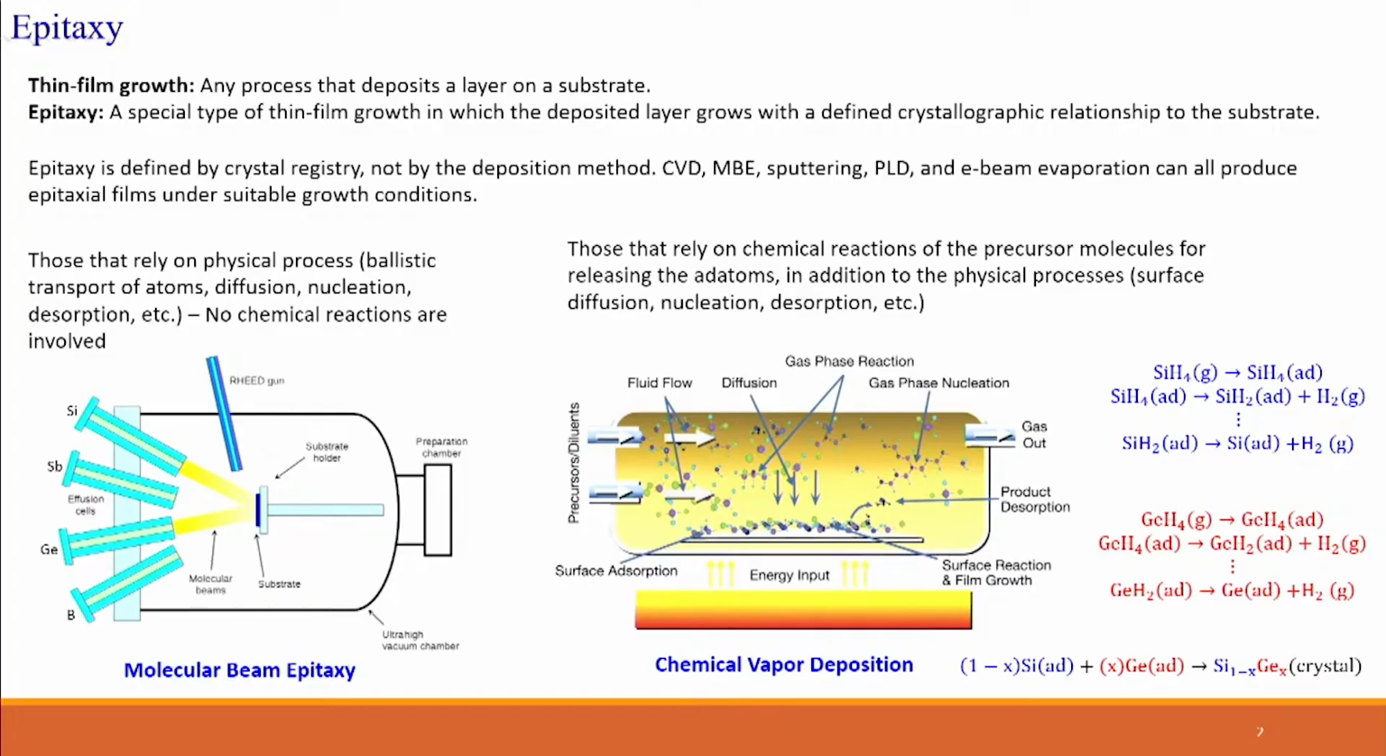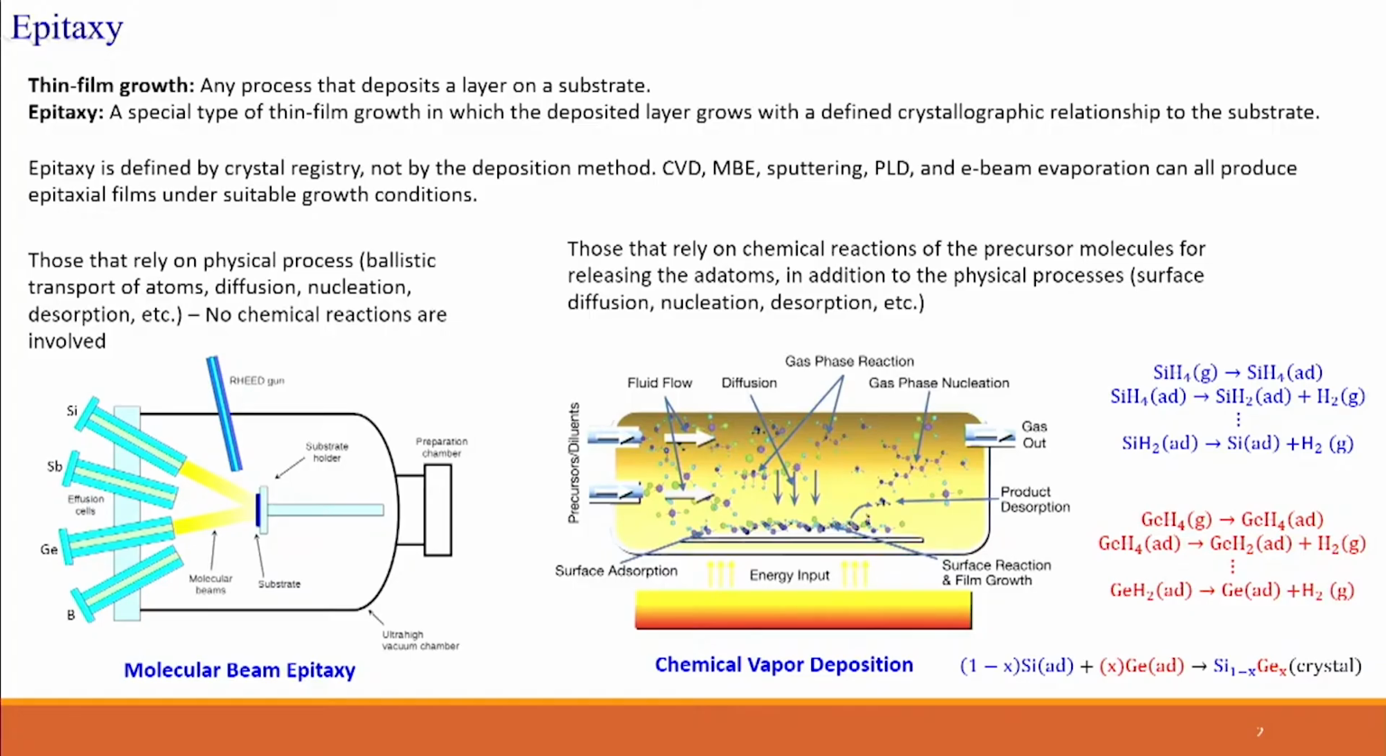So by and large, there are two different methodologies we follow. There is one bunch of techniques that rely entirely on physical processes. An example of that would be MBE. So here, let's say if we are trying to grow silicon germanium, we would send in a flux of silicon atoms, a flux of germanium atoms. These would undergo some physical processes like diffusion, nucleation, adsorption, desorption, and eventually, if conditions are correct, they'll give rise to an epitaxial silicon germanium film.